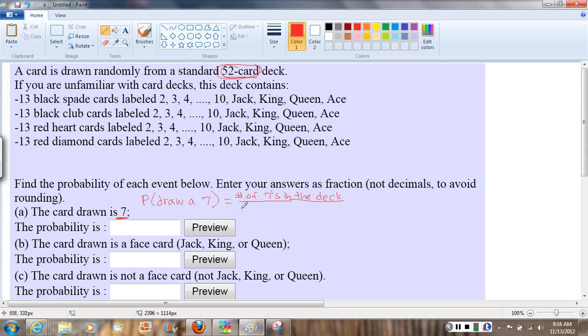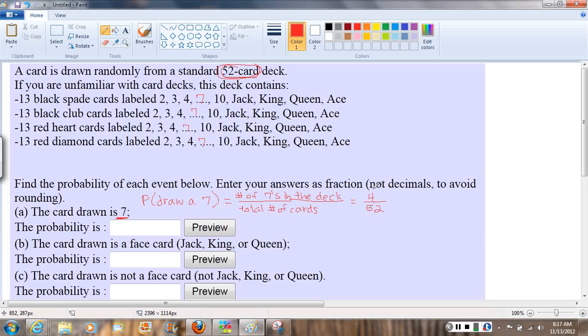Divided by the total number of cards in the deck. So the total number of cards in the deck is our sample space, essentially. So the number of outcomes in our sample space we saw is 52, so that will be our denominator. And the number of 7s in the deck, well, they don't have them listed here, but that dot, dot, dot means the numbers continue. So there'll be a 7 of spades, a 7 of clubs, a 7 of hearts, and a 7 of diamonds. There's 4 7s altogether. So 4 out of 52 would be our answer here.